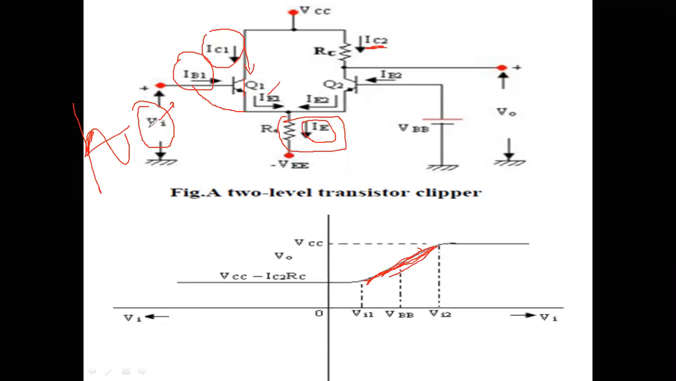Then, if the Q1 base voltage keeps on increasing, transistor Q1 may move from the active region to saturation. When it is in saturation, you can find the output by writing the output equation, or simply by common sense: in saturation, this transistor is a closed switch.